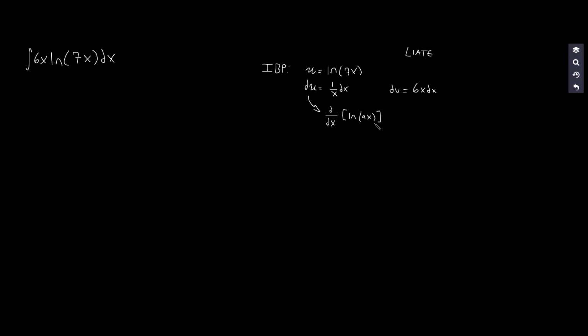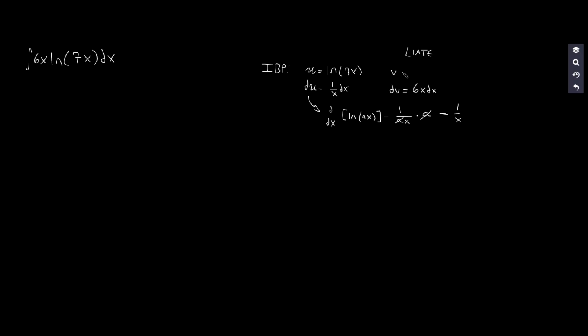It's going to be 1 over a times x, right? Because this is a chain rule application times a, and those a's are going to cancel, and we're going to just have 1 over x. In this case, a being the 7. Anyway, that's the derivative.